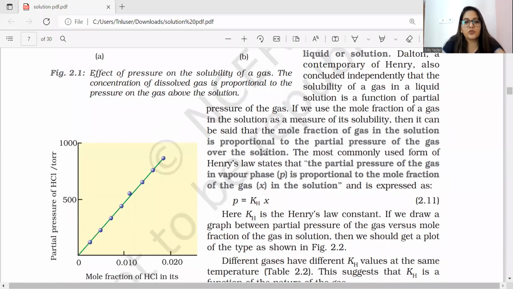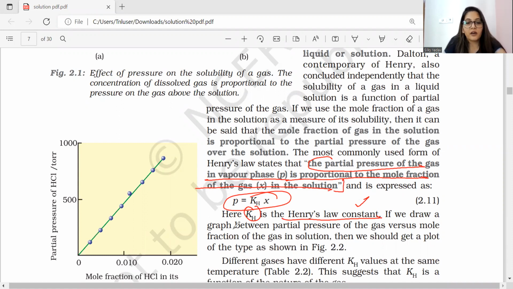The most commonly used form of Henry's law states that the partial pressure of a gas in the vapor phase, p, is proportional to the mole fraction of gas, x, in the solution. This is the equation we write. And now see what KH is here. KH is Henry's law constant, as I've already told you.